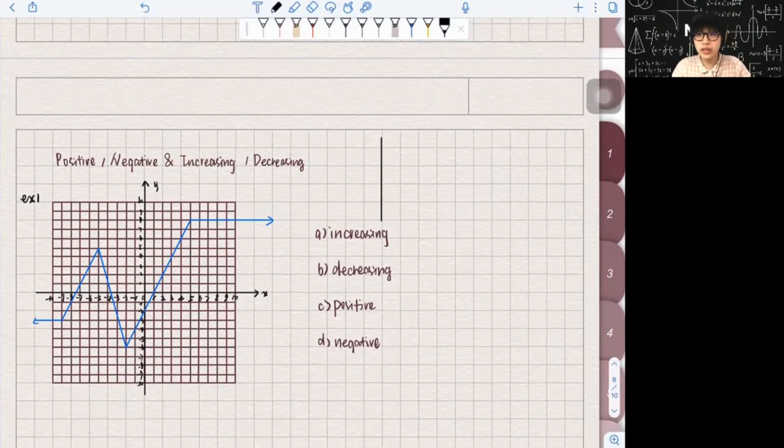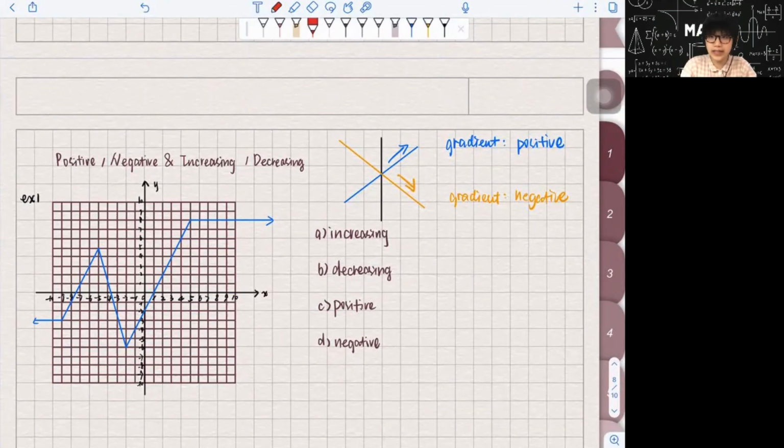Here is a vertical straight line. If another straight line looks like this, its gradient is positive. That means it's increasing. And if there's another straight line that looks like this, its gradient is negative. Then that shows it's decreasing. Now let's look at the graph.